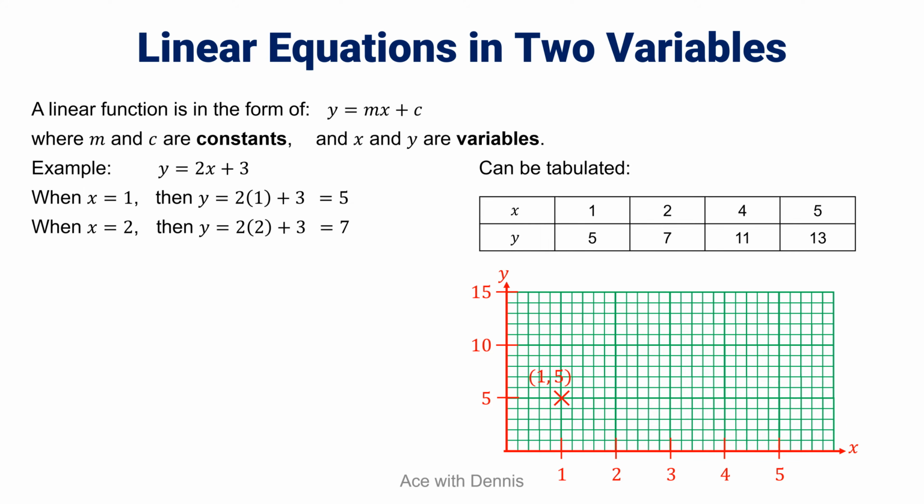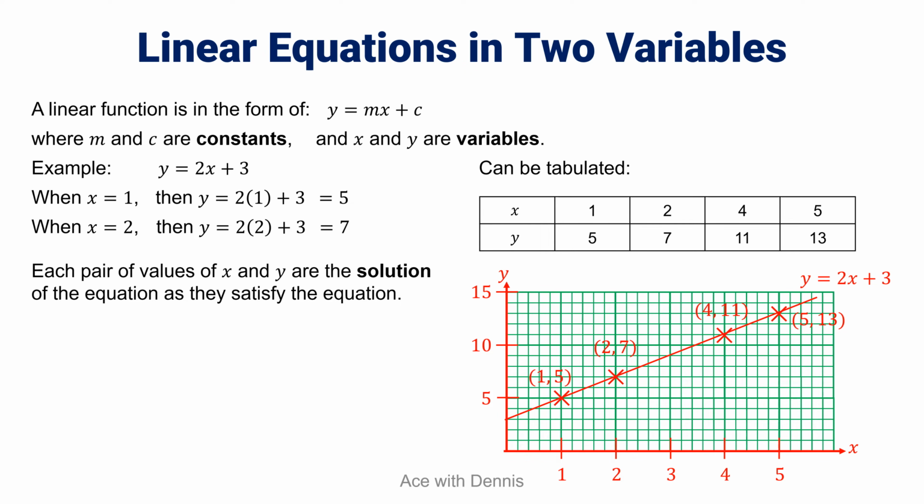So the first point is (1, 5). This is the location of the point (1, 5). Followed by the second point, (2, 7). The third point, (4, 11). And the fourth point, (5, 13). Then we can take a ruler and join these points with a straight line. So this is the graph of y equals 2x plus 3.